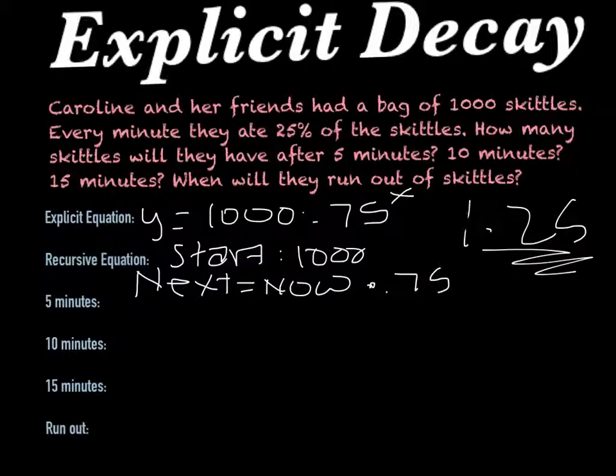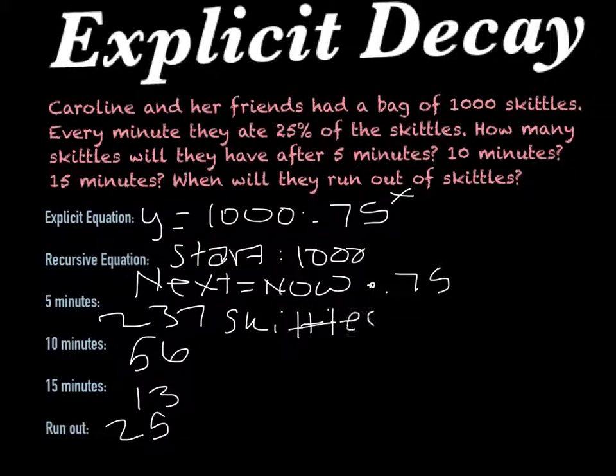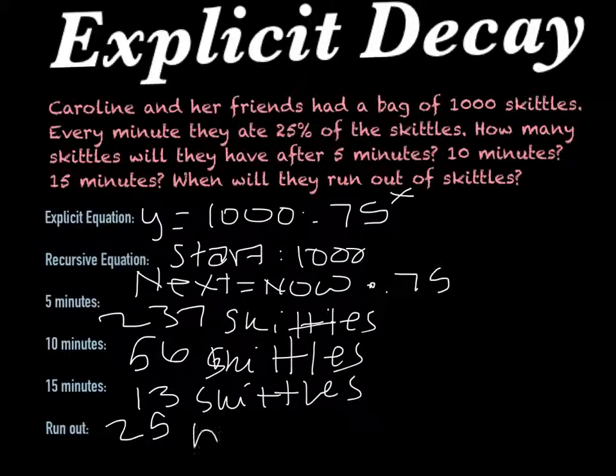In 5 minutes, after eating the Skittles, there will be 237 Skittles left. And after 10 minutes, there will be 56 Skittles left. And there will be 13 Skittles after 15, and they will run out in 25 minutes. So that's Skittles, Skittles, Skittles, and the last one is in minutes.